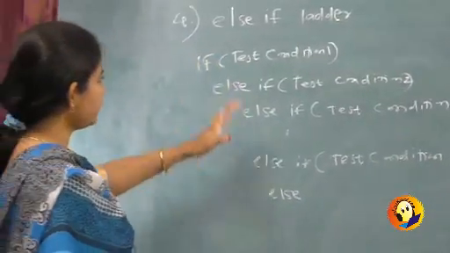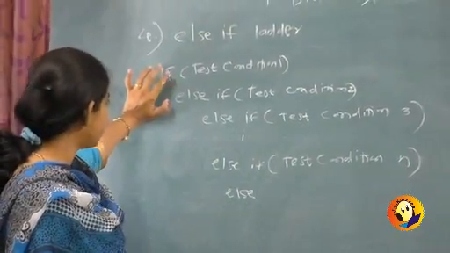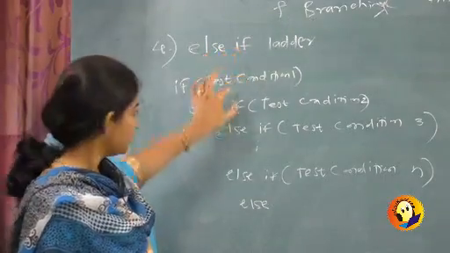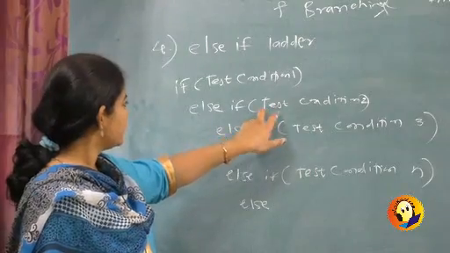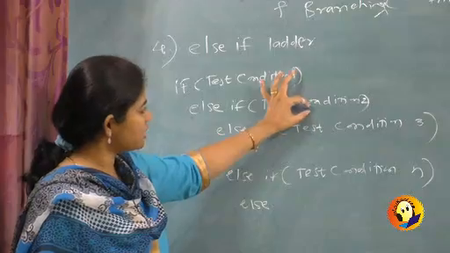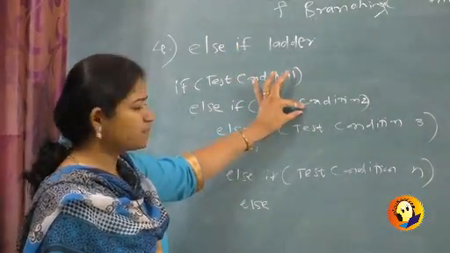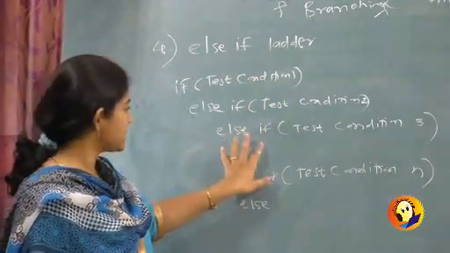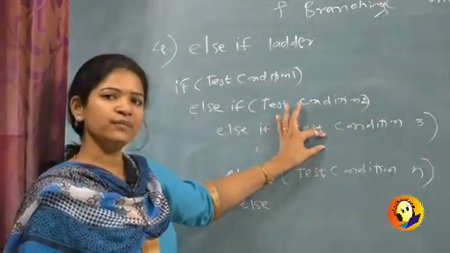So in this way the else if ladder works. If the test condition is satisfied, it will execute that particular block. If this condition is not satisfied, it will check test condition 2. If this condition is satisfied, it will select this particular portion for execution. If this condition is not satisfied, it will go to the third, else if condition 3, select this portion for execution and execute that.